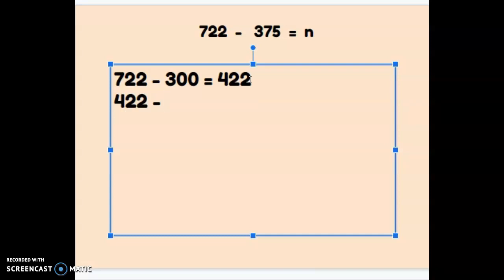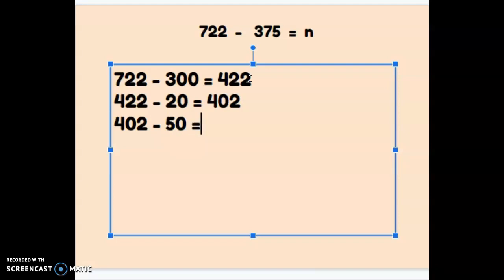And this time I'm going to go to the tens place, that 70 that's in the tens place. But I'm going to break that 70 down just so it's easier for me. I'm going to take 20 of that 70 and take it away so that I end up with 402. And then I'm going to take 402 and minus 50. So now I've got the full 70 there.